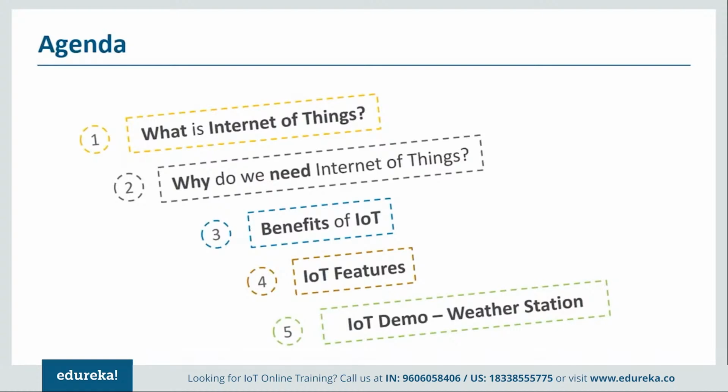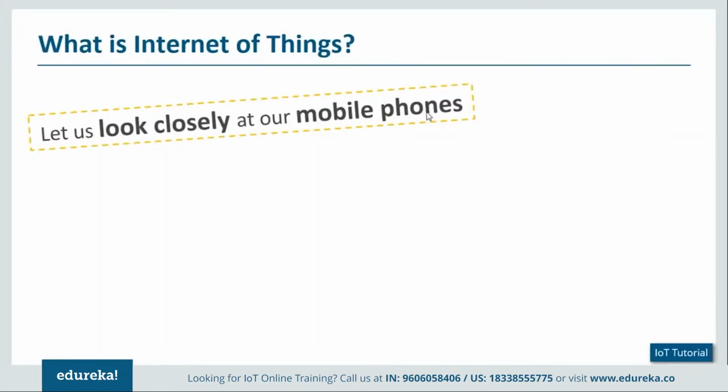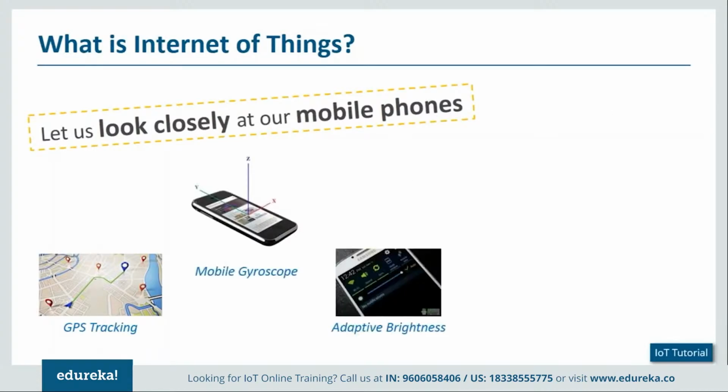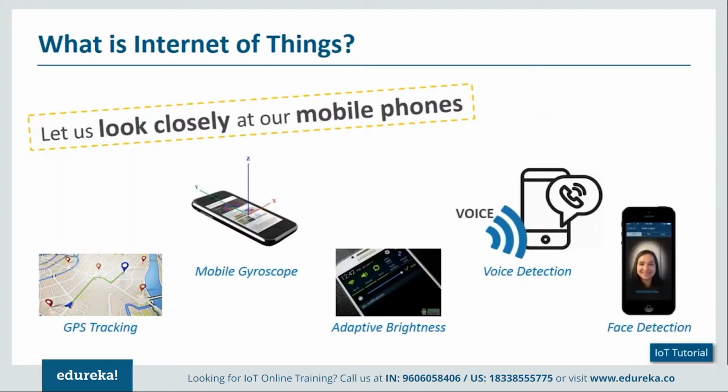So moving forward, let's talk about the first topic of this session, which is what is Internet of Things. Now, to help you understand what is Internet of Things, let's look at an example of our mobile phones first. Our mobile phones have GPS tracking. They also have a gyroscope. You have adaptive brightness, which gets adjusted based on the light falling on it. You have voice recognition, and you also have face detection, which identifies who is the user. Now again, iPhone X is coming with face detection. So these are a lot of features that are coming pre-built on the mobile as such.